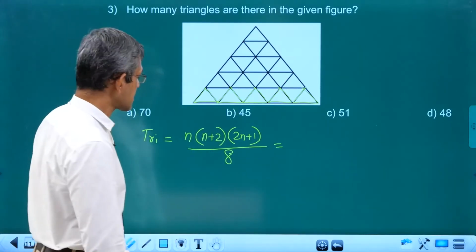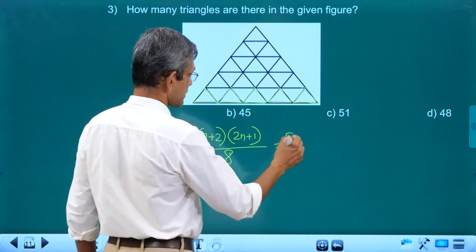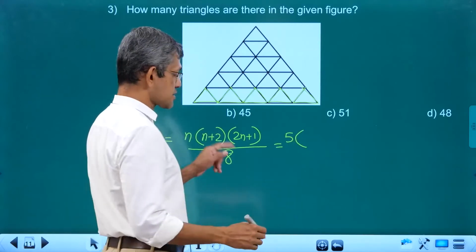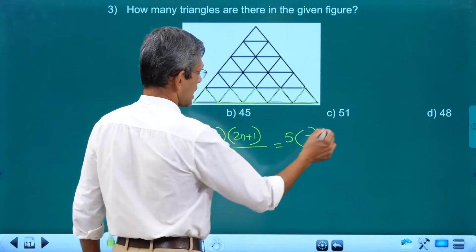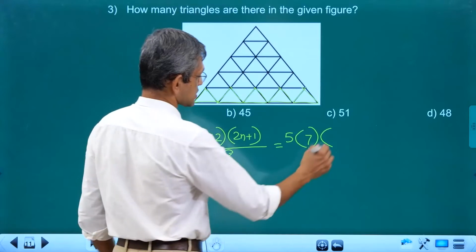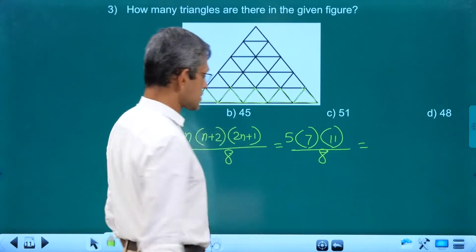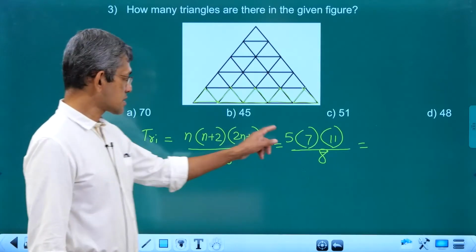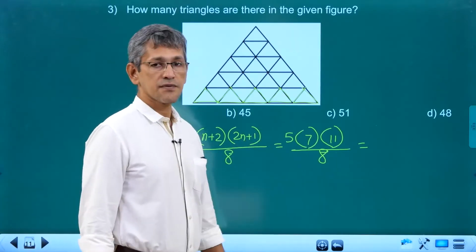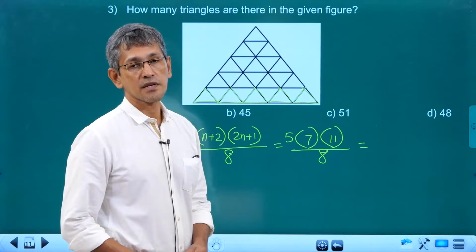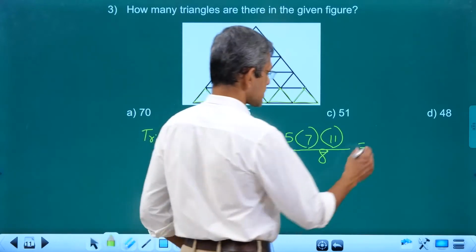If 5 triangles facing upward, we have 5 into n plus 2, 7, and 2n is 10, 10 plus 1 is 11. So 11 by 8. So what is the answer you get? Here it's 35 into 11. 35 into 10, 350. 35 into 11, 385, right? 385 by 8.